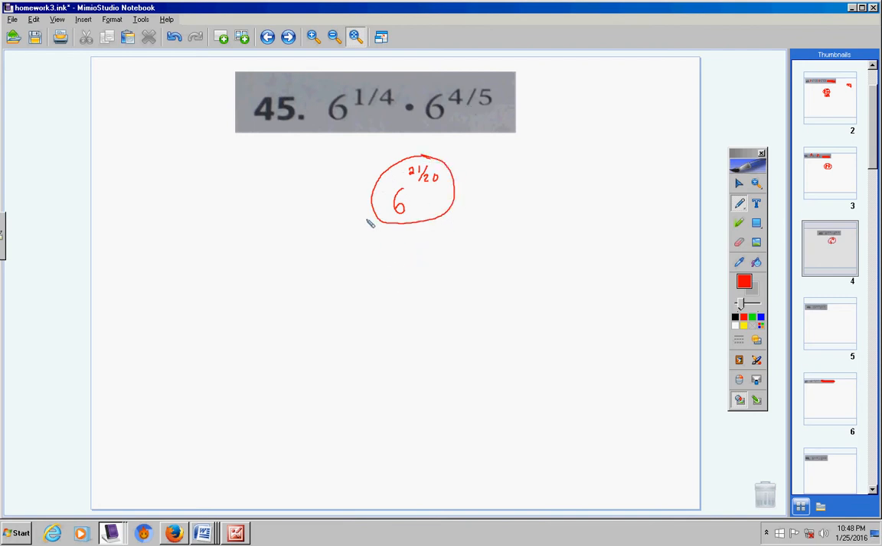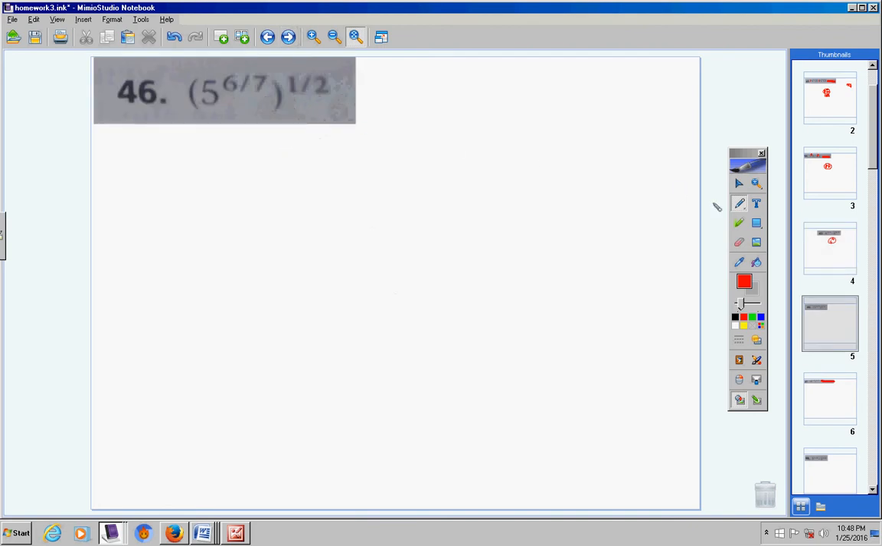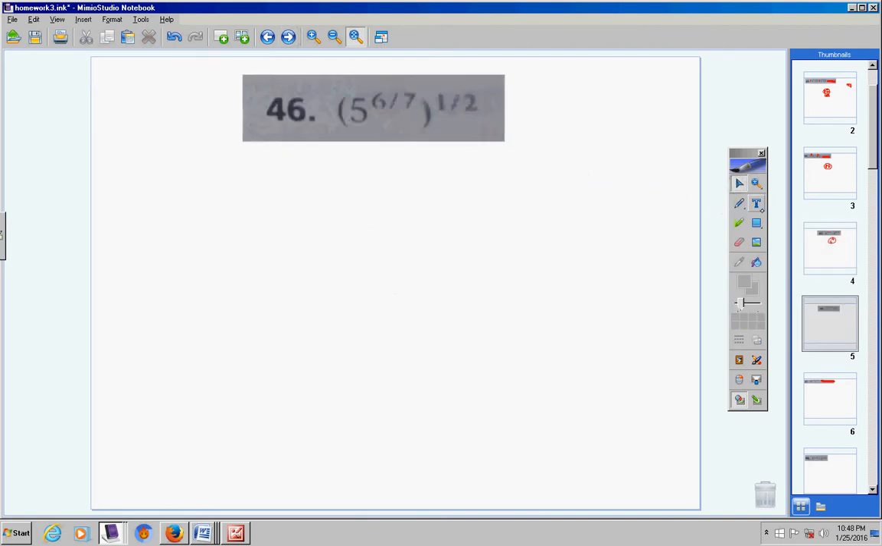Okay? Moving on to 46. Now we have a power raised to a power. Some of these are a little repetitive, using yesterday's information, but that's fine. A power raised to a power, you multiply them. So 6/7 times 1/2 would be 6 over 14, which reduces to 3/7. So 5 to the 3/7 power. Now again, you could write it like this, the 7th root of 5 to the 3rd, but your original problem was not written with a radical, it was written with rational exponents. So your answer should be written with rational exponents also. Okay? Alright, moving on.